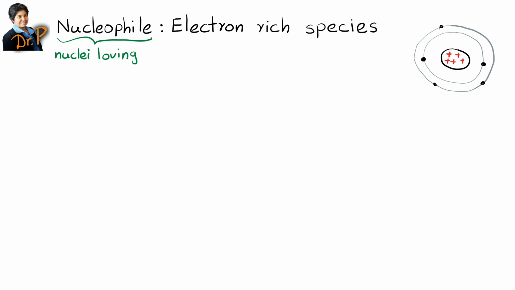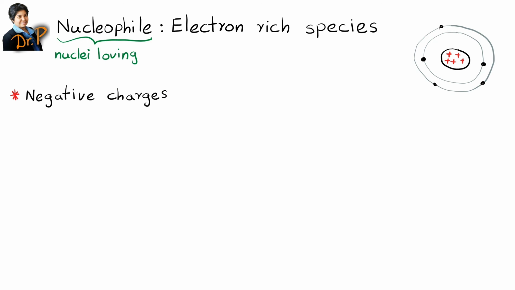So why do these nucleophiles love nuclei? Nucleophiles are rich with electrons. Electron rich means that the nucleophile itself is going to have a higher electron density or a negative charge. So opposite charges attract, so these nucleophiles get attracted towards positive charges. Now let's see what kind of things can become nucleophiles.